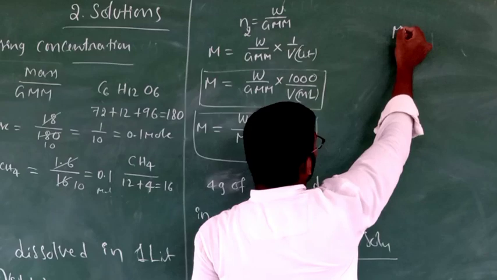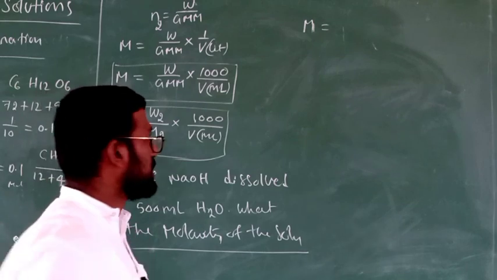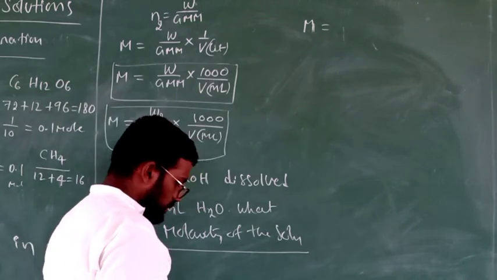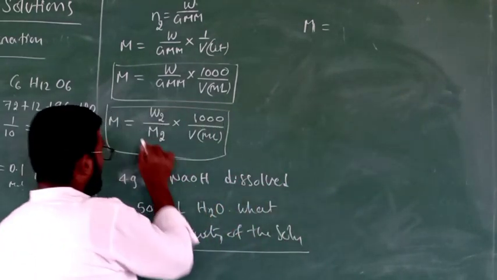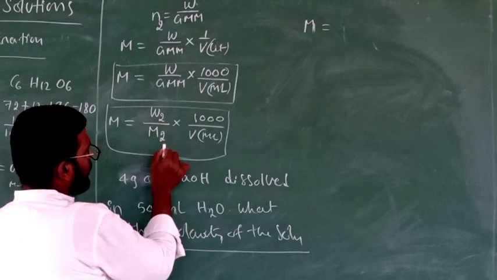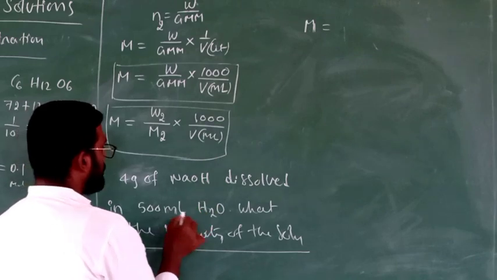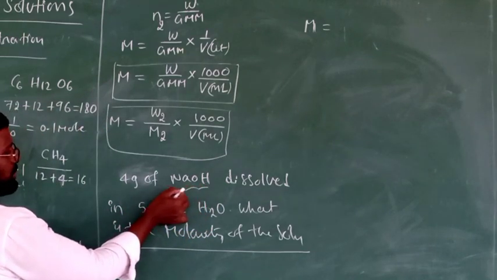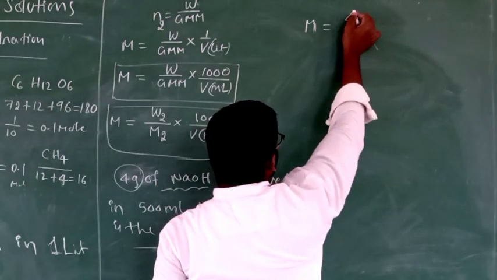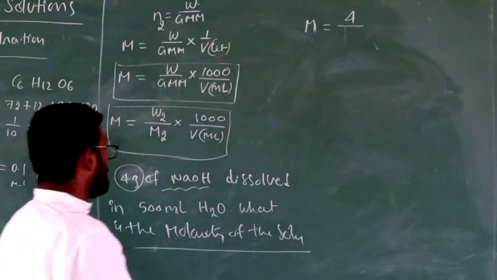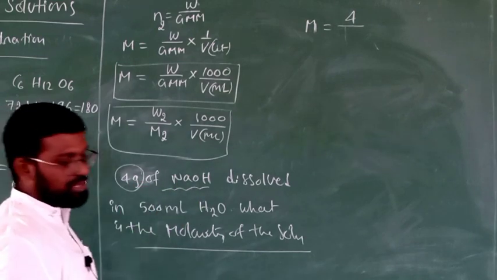The formula of molarity is M is equal to, and instead of M we can also write capital C. Later, in the topic osmotic pressure, we are going to use C instead of M. So molarity is equal to mass of the solute by gram molar mass of the solute into 1000 by volume of the solution. What is the solute here? Sodium hydroxide. What is its mass? The mass is 4 grams. M2 means the gram molar mass of the solute.